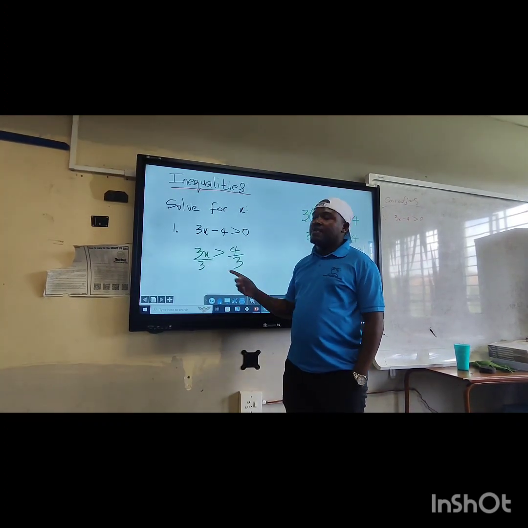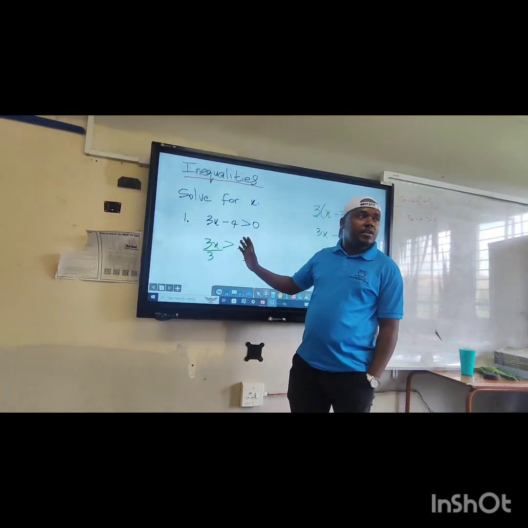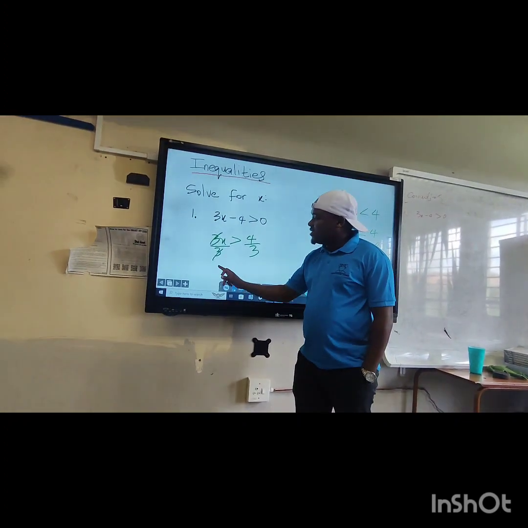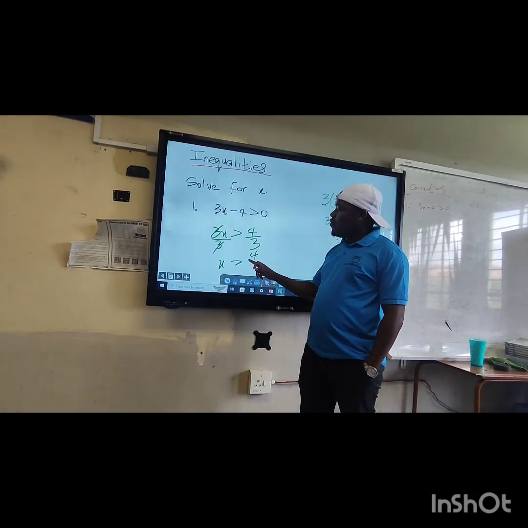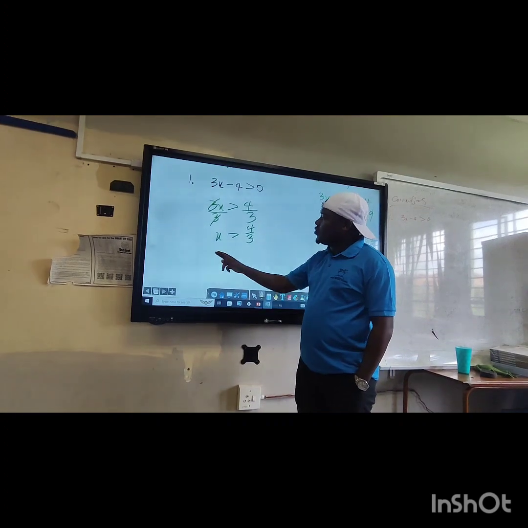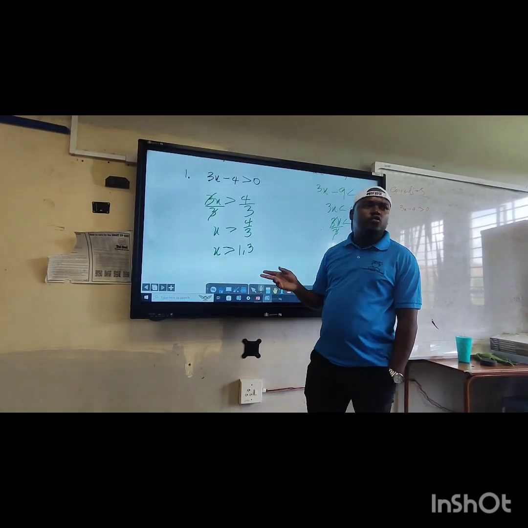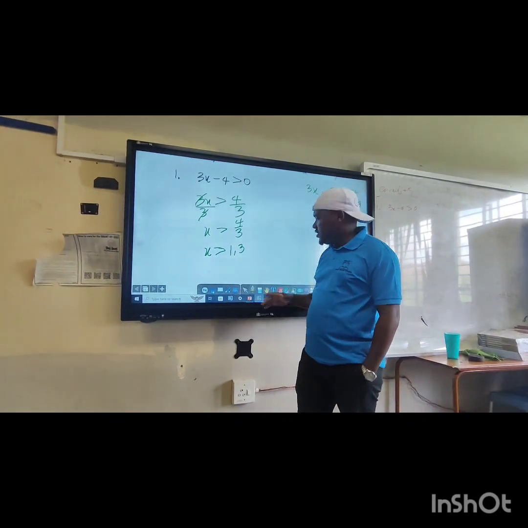So since I'm dividing by a positive, I don't need to recopy the question, and be careful. There's not going to be any changes. So x will be greater than 4 over 3. And in decimal point is what? 1.3. So x is greater than 1.3. You round it off to one decimal place if it is continuous.